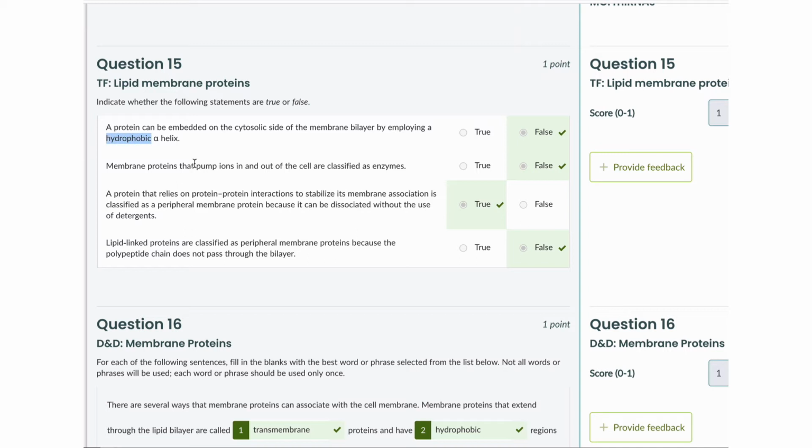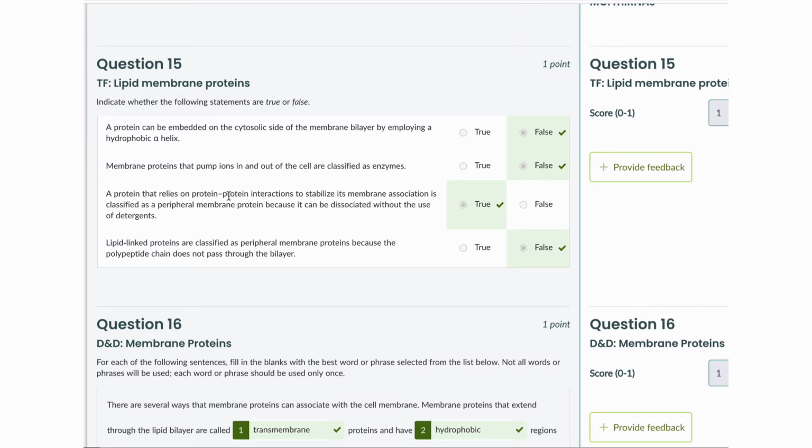It's not hydrophobic, it's amphipathic. So if you got that incorrect, you could still get 3 of the 4 correct and get 0.75 out of 1, even if you got that incorrect. But the incorrect term there is hydrophobic. It should be amphipathic. A membrane protein that pumps ions in and out of the cell is classified as an enzyme. That's false. That would be a transporter or a pump.